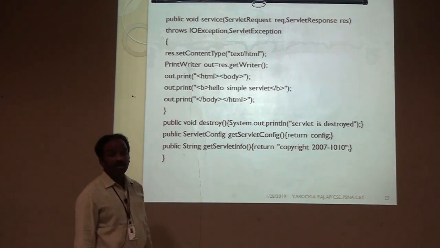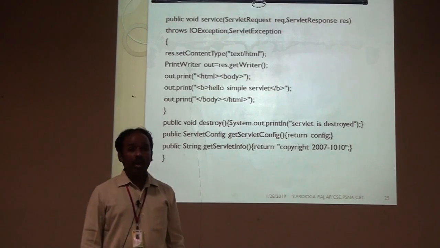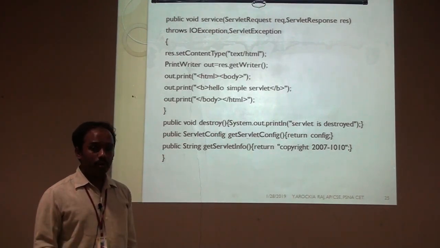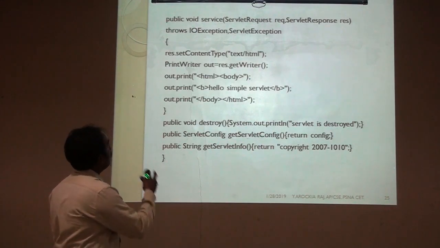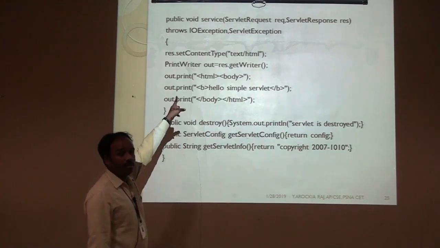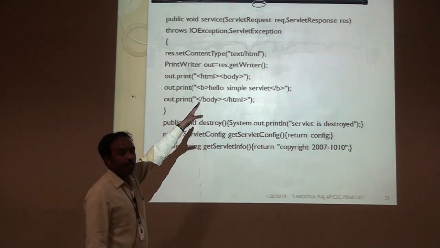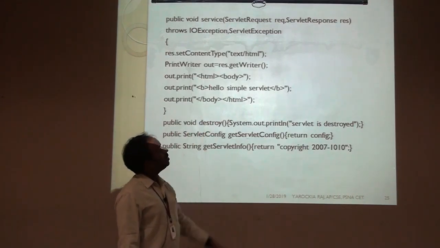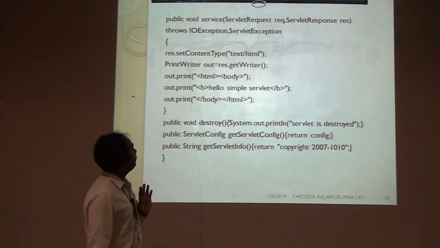The service method may also raise two exceptions: IOException or ServletException. I already told you in the last program itself. If the program has a problem with input or output, the IOException will be raised. If there is any connection problem, the ServletException will be raised, right?